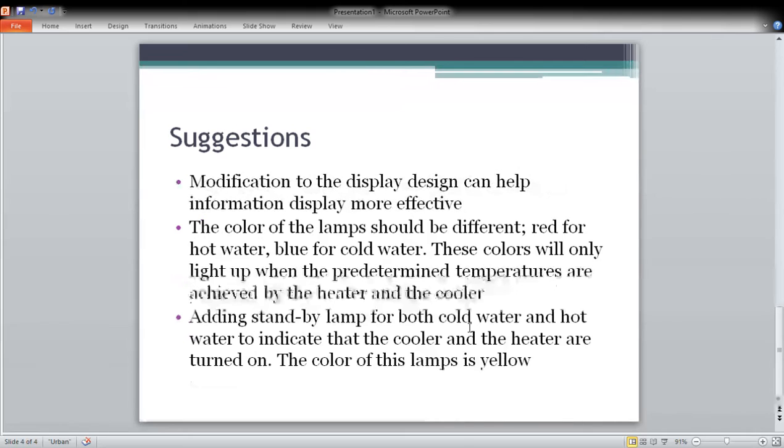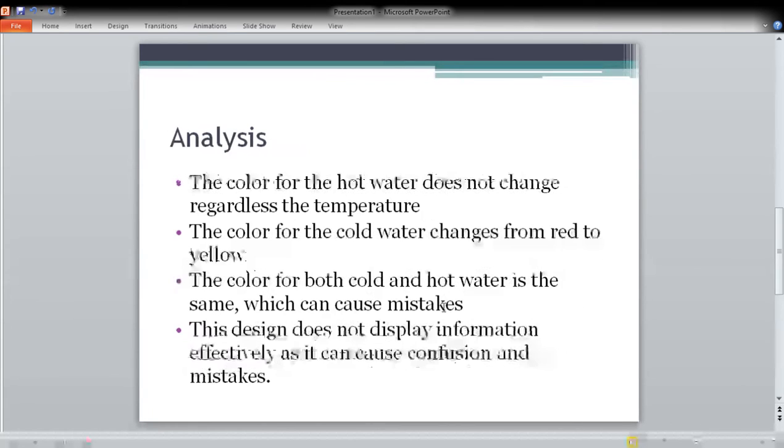So this is my suggestions for the display design modification. The modification to the display design can help make information display more effective. The color of the lamps should be different, red for hot water, blue for cold water. And these colors will only light up when the predetermined temperatures are achieved by the heater and the cooler.